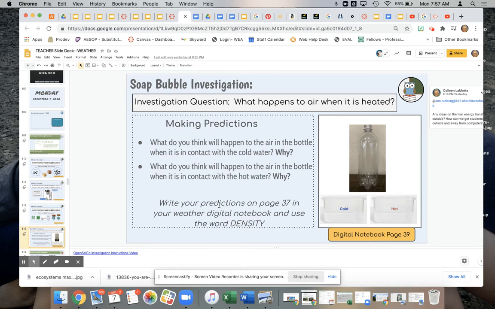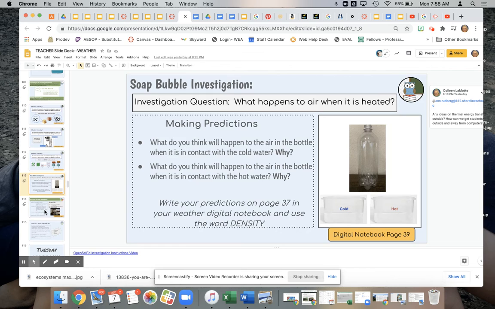From there, we're going to ask students to make a prediction. We're going to tell them that we're going to trap air. And to do that, we're just going to have an empty bottle that is sealed with a bubble. And that soap is going to be what keeps the air inside the bottle separate from the air outside of the bottle. So there'll be two separate environments. And when they put this bottle into the cold water, what do they think will happen to that film? And when they put it into the hot water, what do they think? They should try and use the word density to apply what we just went over.